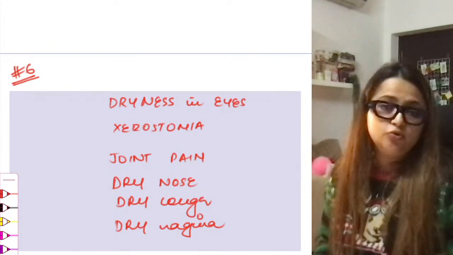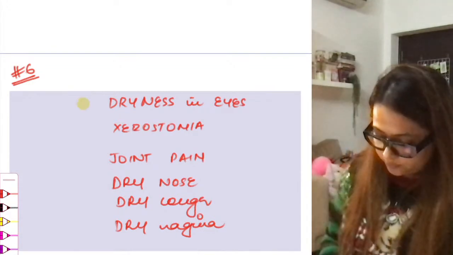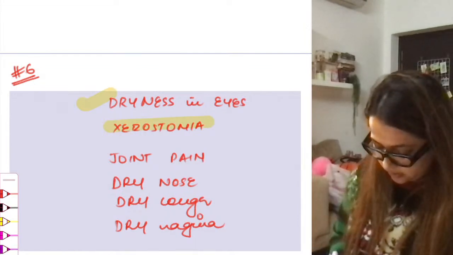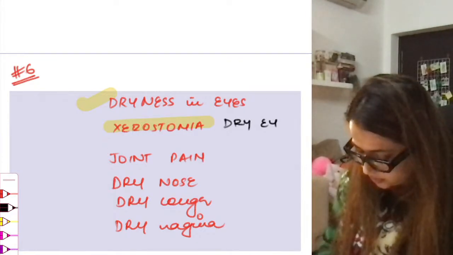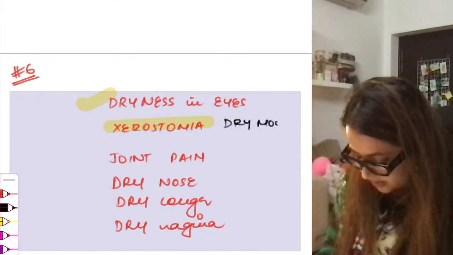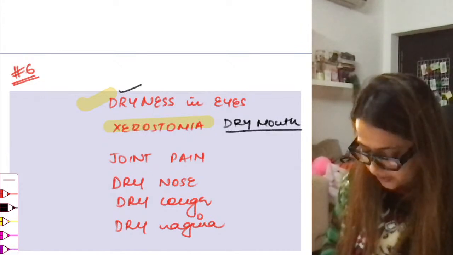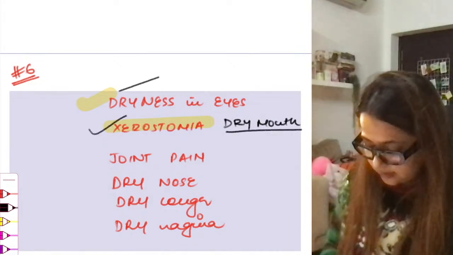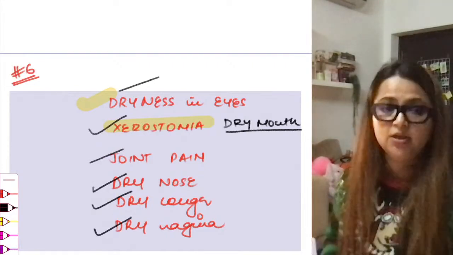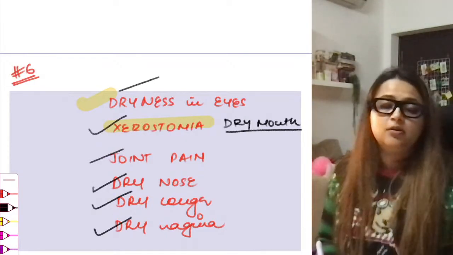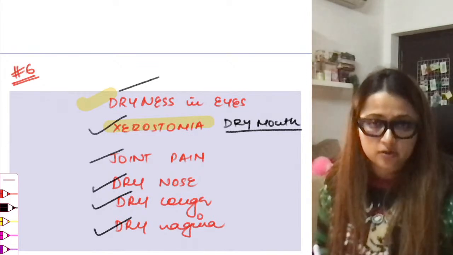So this is Sjogren syndrome. Xerostomia means dry mouth. So dryness in the eyes, dryness in the mouth, joint pain, then dry nose, dry cough, and dry vagina. This is a typical history of a patient having Sjogren syndrome.